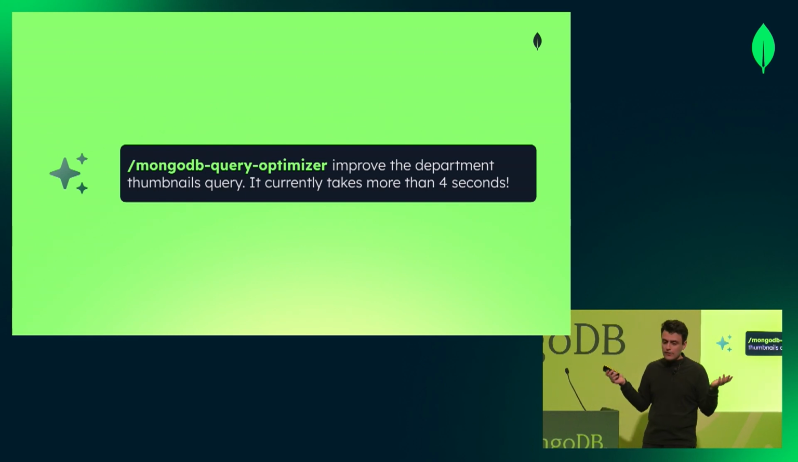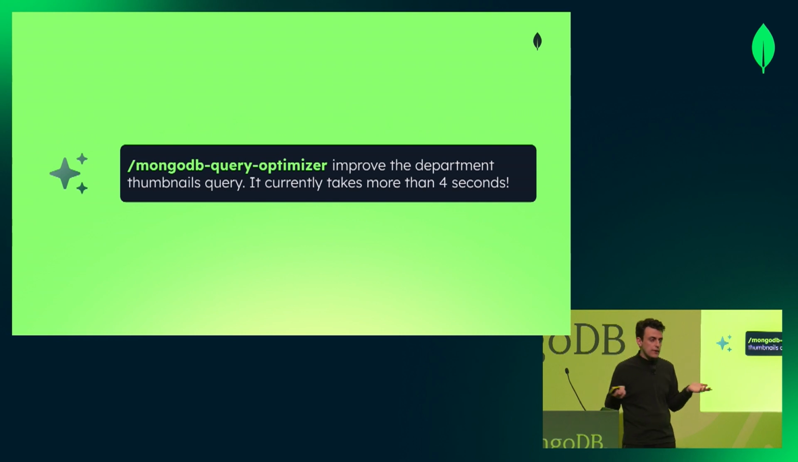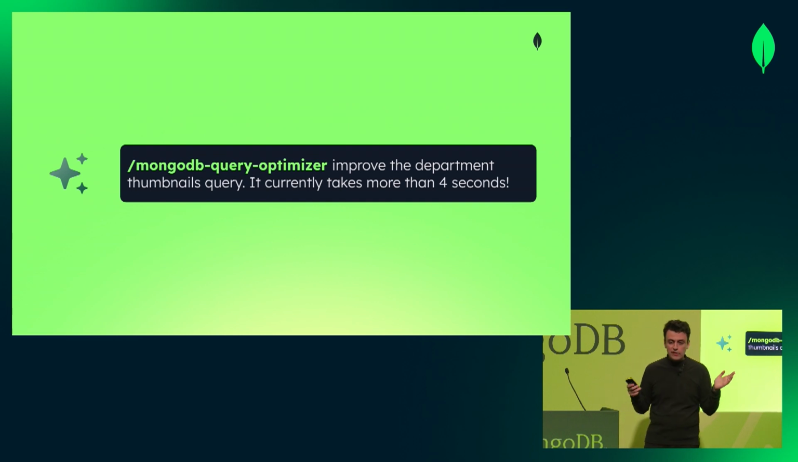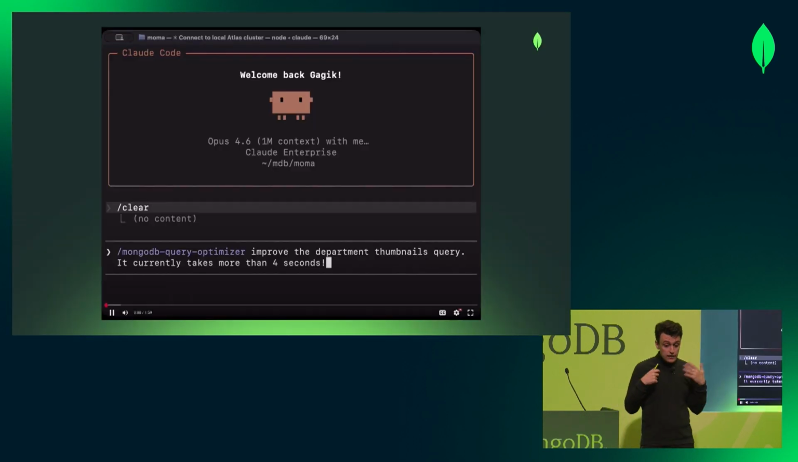And all I did is just say, OK, improve this thumbnails query. I don't really know. It's taking more than 4 seconds. I don't know what's going on. I have no idea. I've been vibe coding for hours. And here's what it does.